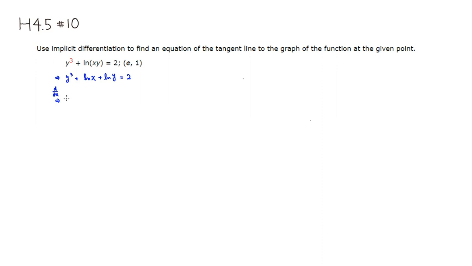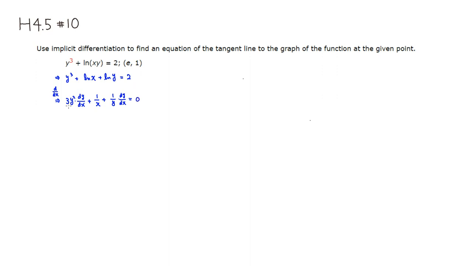We're going to get 3y squared times dy over dx, plus the derivative of natural log of x, which is 1 over x, and the derivative of natural log of y is 1 over y times dy over dx. And the derivative of a constant is 0, so you get that.